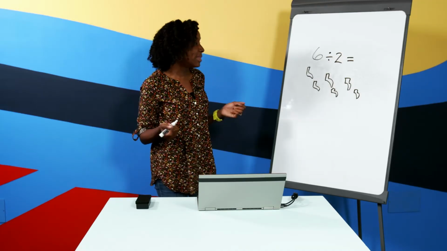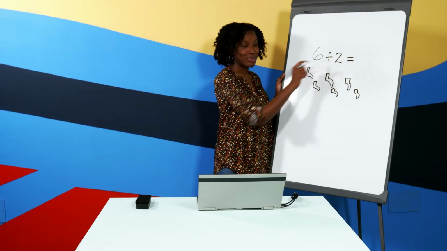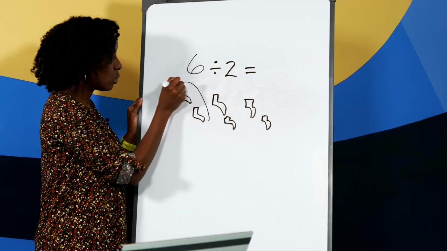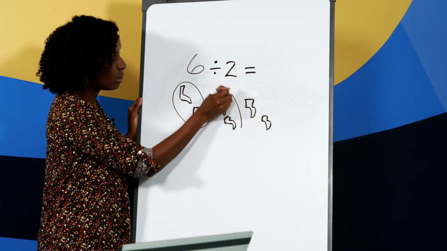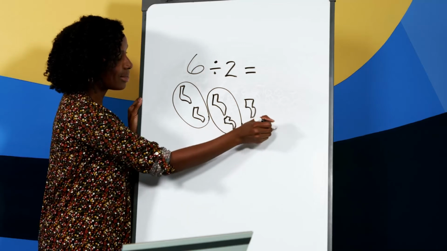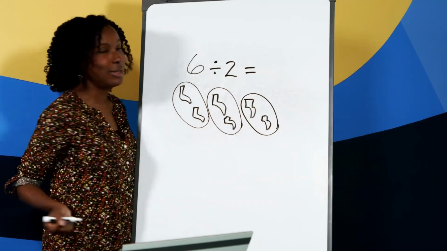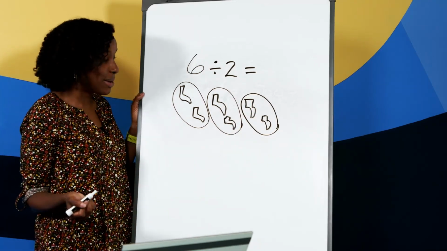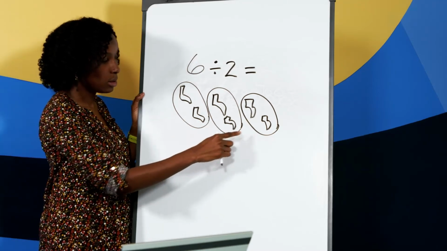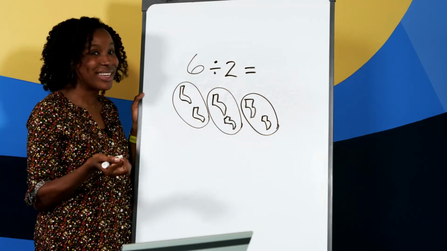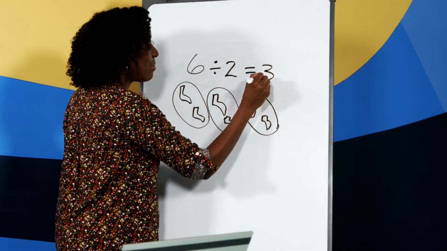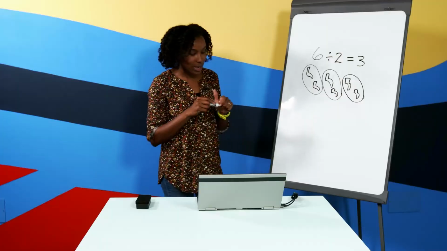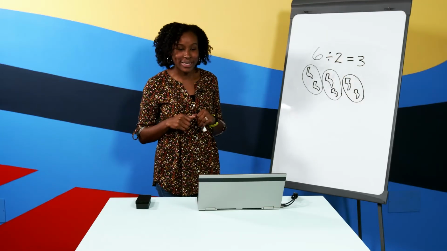And we want to divide them into groups of how many? 2. So here's one group of 2, a second group of 2, and a third group of 2. How many groups did we end up making? 1, 2, 3. There's our answer, guys. 6 divided by 2 is 3. Very nice job.